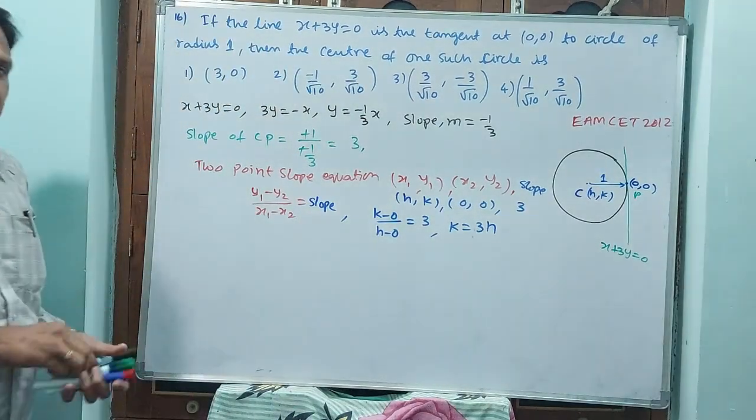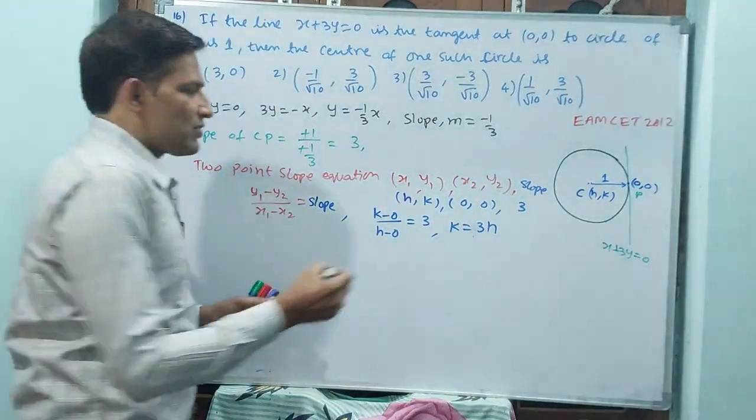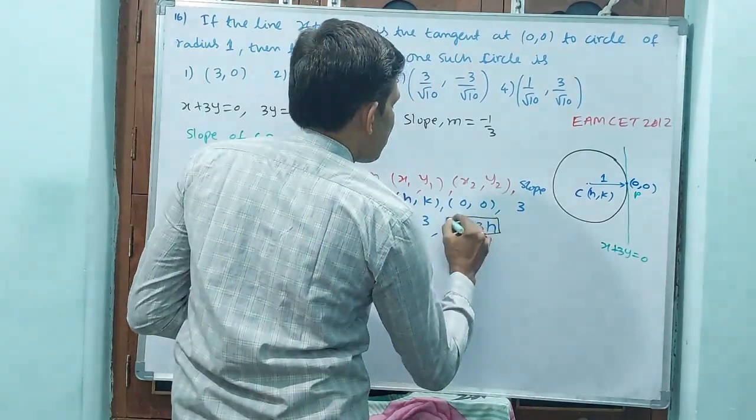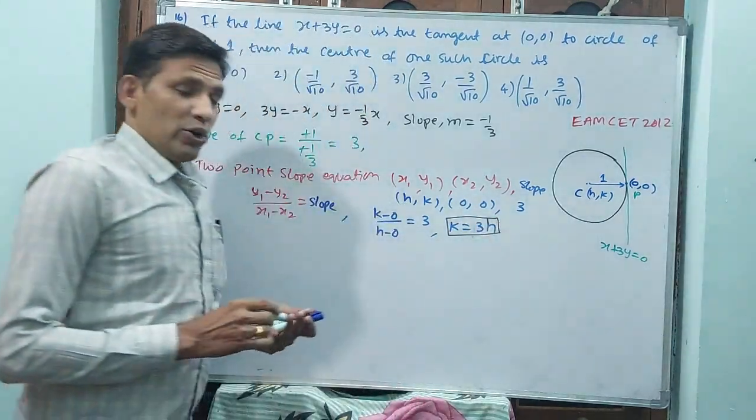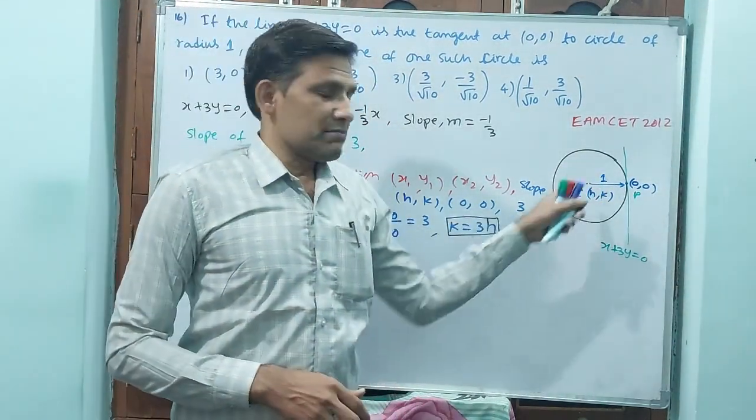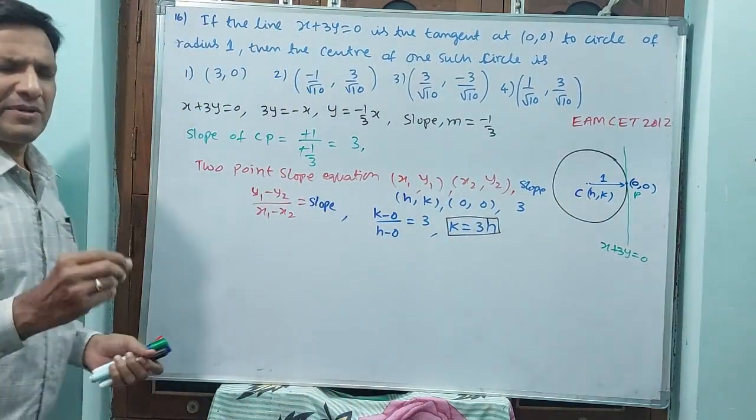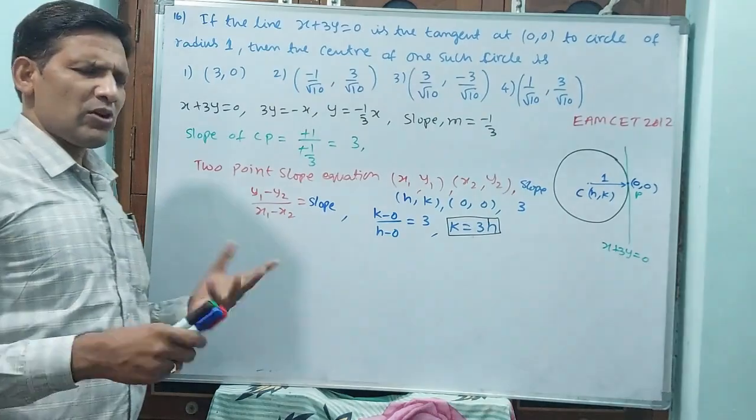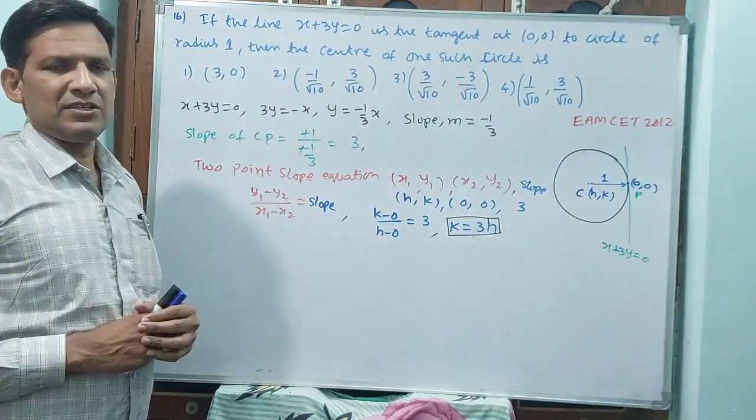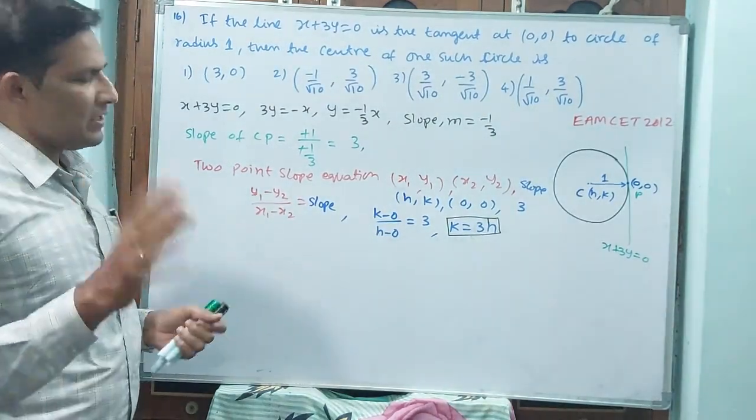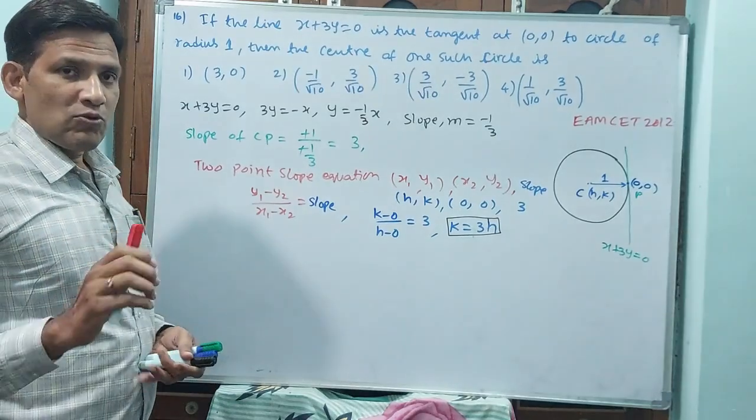K is equal to 3h. This is the equation you want. Why? Because this is the simplest equation. If you do it with the perpendicular distance equation, then a modulus will come, and that will be a little bit plus or minus. Again you have to take it, or else you have to square it. Better you take this equation. This is better. Now you see, nothing you have to do.